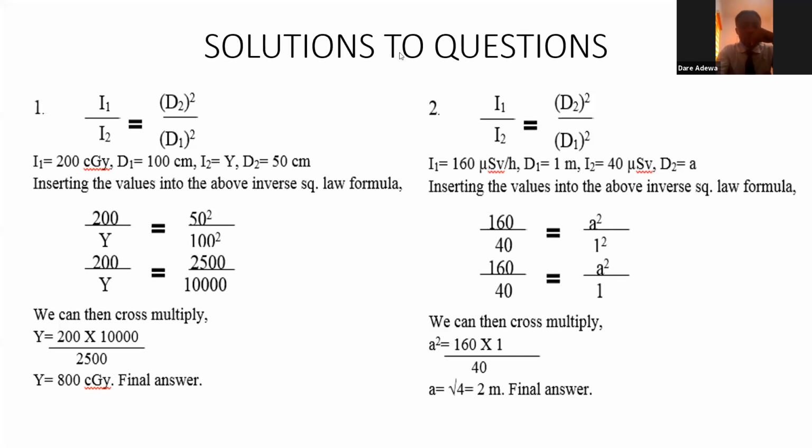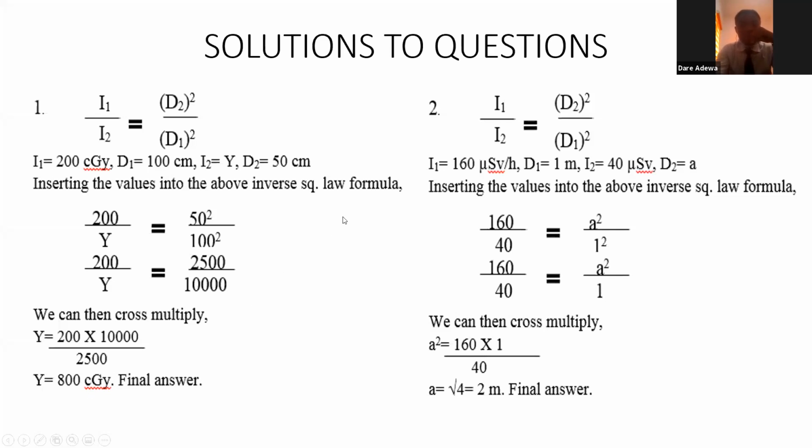So now I1 is 200, and I2 is unknown, so we represent that as y, equals to d2. Now we have 50 centimeter, all squared, and d1, that's 100 squared. So now 50 squared, that is 50 multiplied by 50, which is 2500, and 100 squared means 100 in two places, that's 10,000. So we then cross multiply, then we have our answer. We have 800. So if your final answer is 800, then you should mark yourself right, but otherwise you should mark yourself wrong and take the correction down, in case of next time.